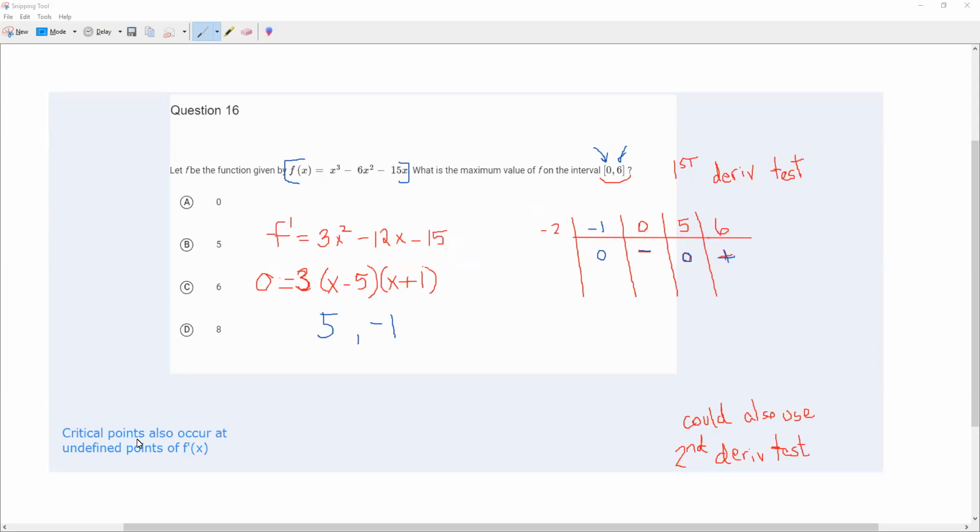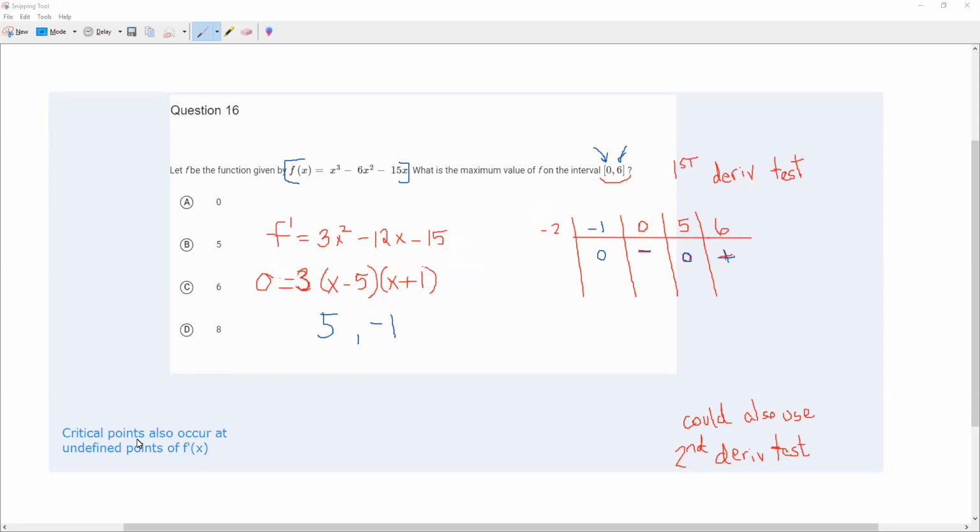Now, -1 is outside the interval. So we cannot consider that, even though if we looked at the sign test, that would be a maximum. But that's not eligible to us. So we're going to look from 0 to 6, and we see that 5, based on the sign test, is a minimum. So that's not our answer.